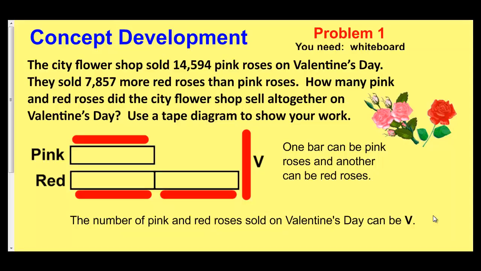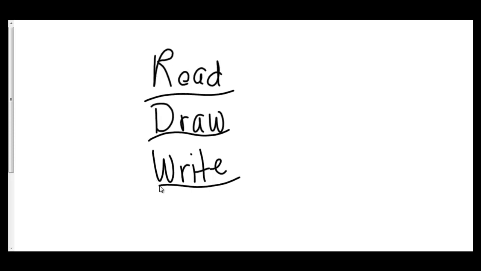Okay, so the first thing that we're going to do whenever we are working on any word problem is use the RDW process. The R stands for read, the D stands for draw, and the W stands for write. So you always need to read the problem, think, is there anything I can draw, and then you're going to write. You're going to write two things: a number sentence and a word sentence. So it's kind of like read, draw, write.